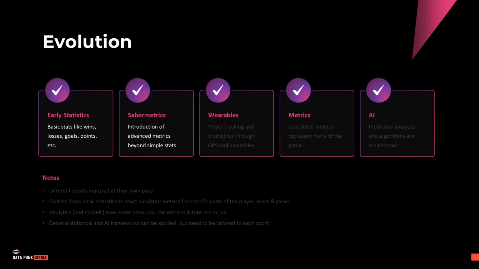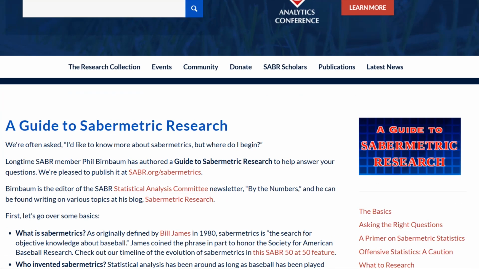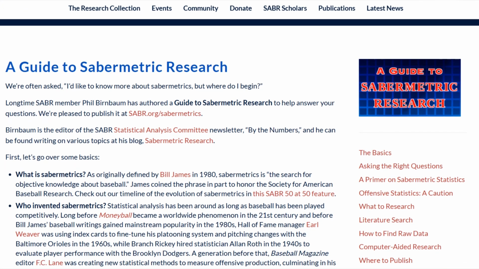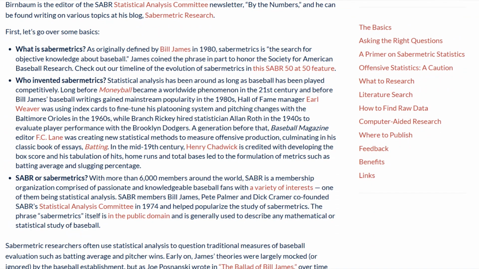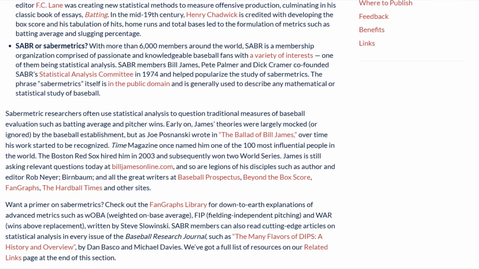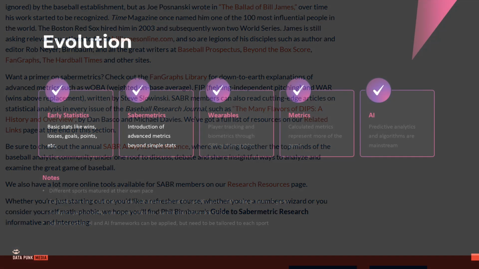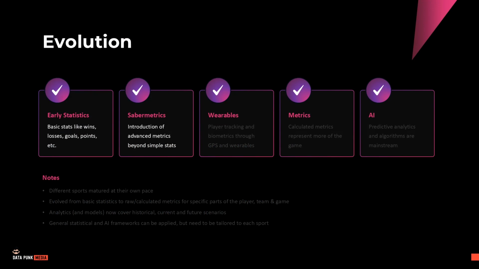2. The rise of sabermetrics in baseball, 1970s to the 1980s. Bill James and the sabermetrics movement revolutionized baseball by introducing advanced metrics beyond traditional stats like batting average and ERA. Sabermetrics analyzed player performance more holistically, focusing on statistics like on-base percentage, OBP, and slugging percentage, SLG.